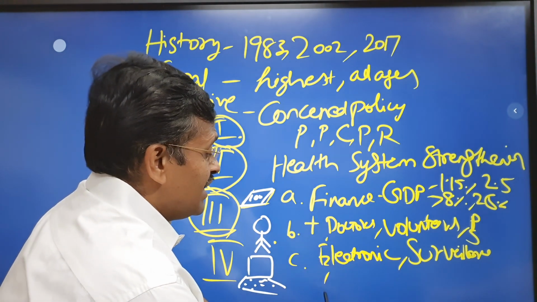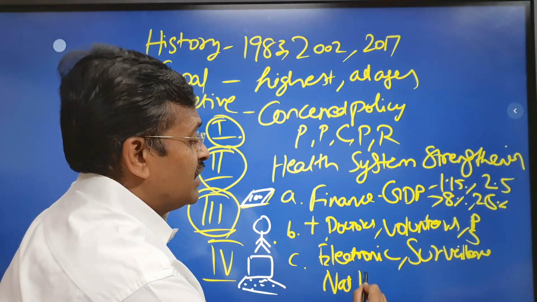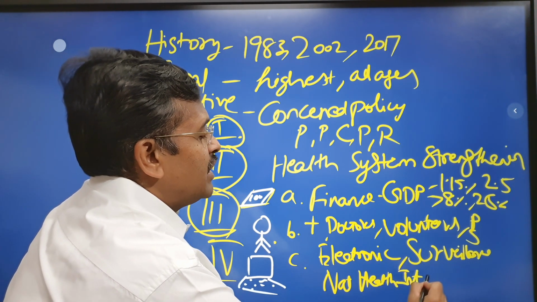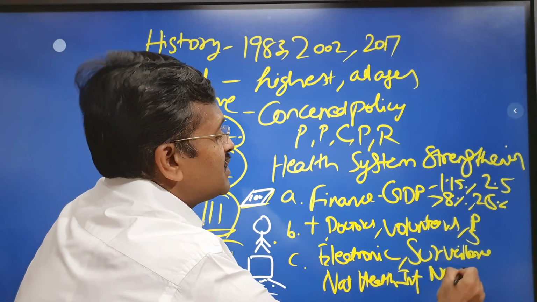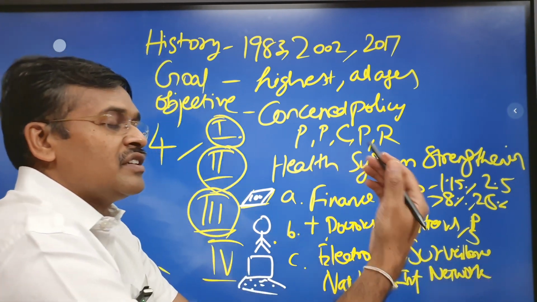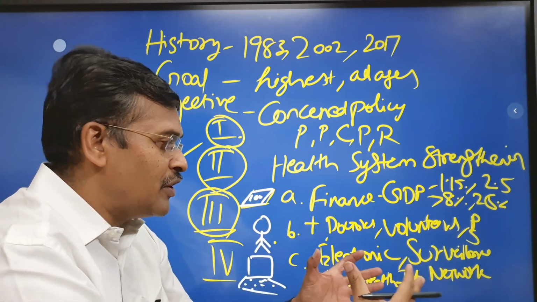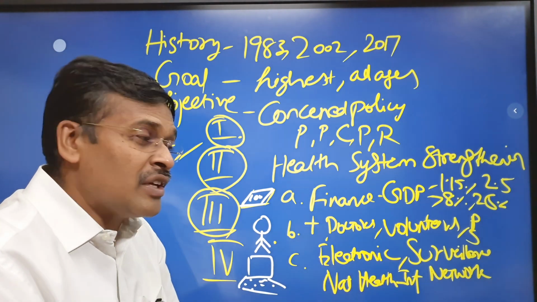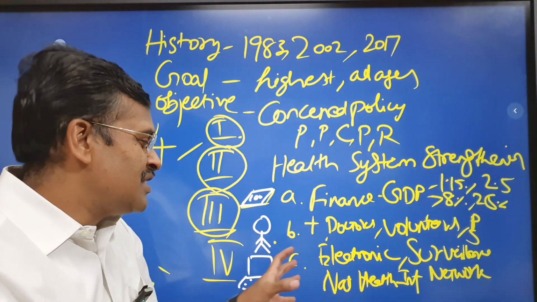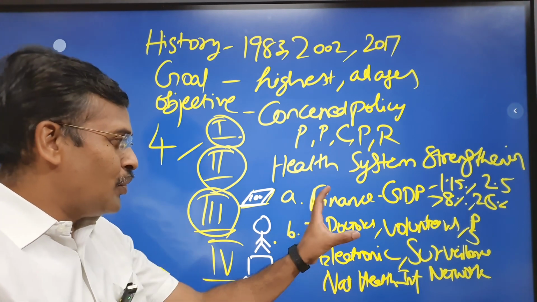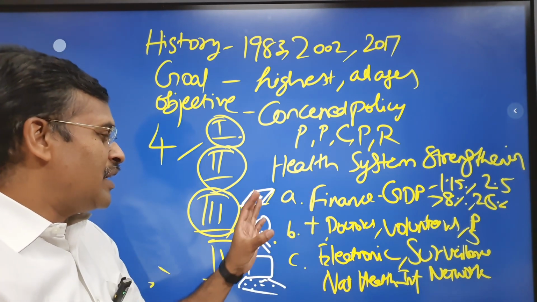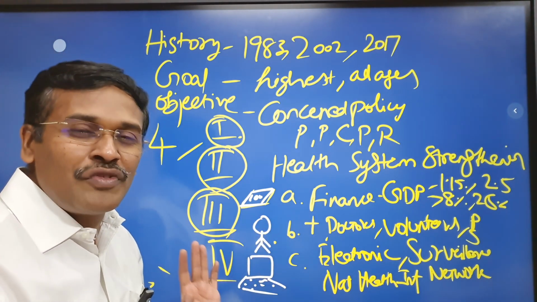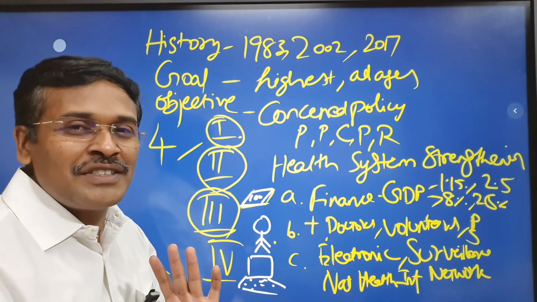Lastly, National Health Information Network. This is a very important network. So this National Health Information Network will give us an idea about the magnitude of a disease problem. Each and every disease problem magnitude will be made available through the National Health Information Network. So this should be strengthened. So this is the computer part. So now you would have understood clearly the money part, the manpower and infrastructure part, and the management part with the help of computer. So the third component is over.